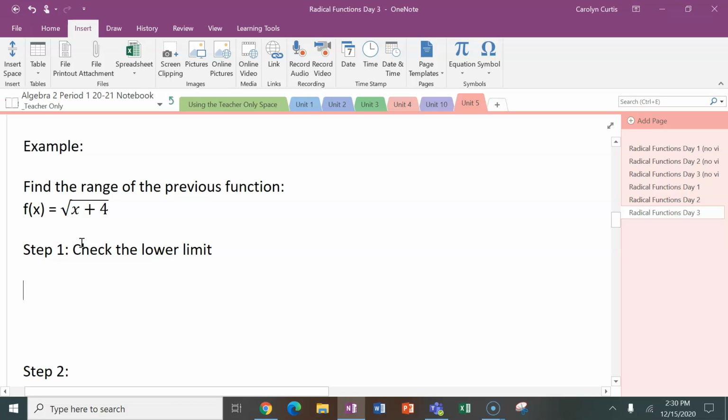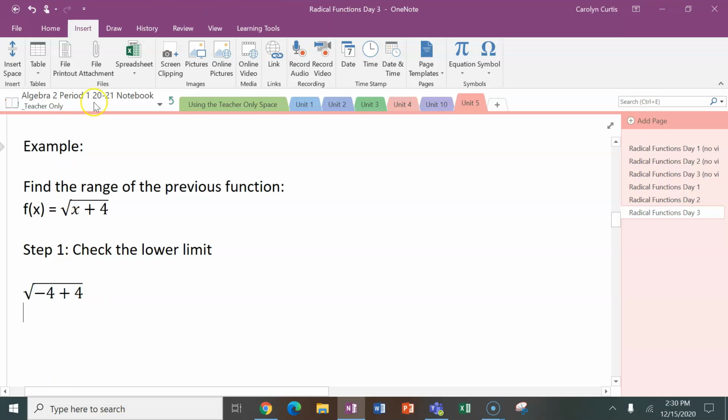So we know the lower limit is -4. We know the domain has to be at least -4. That's the minimum it can be. So I'm going to plug in -4 to the function, where x is. So I'll place -4, and I'm going to solve it.